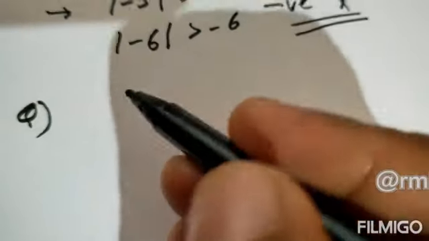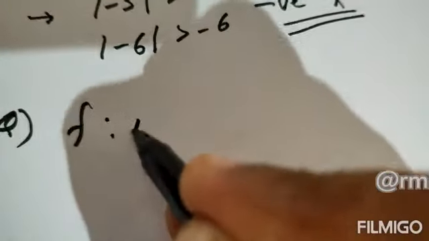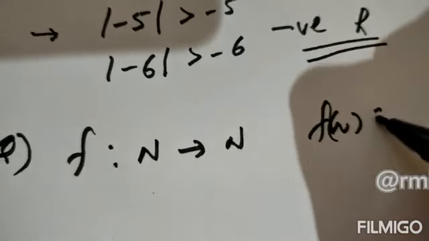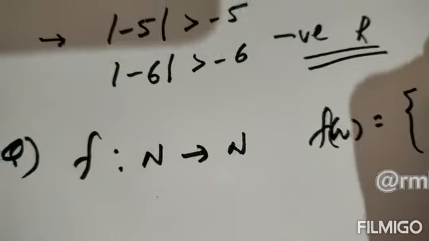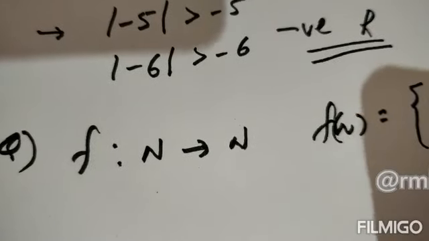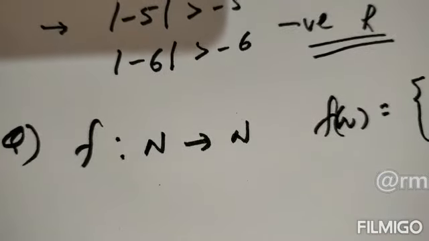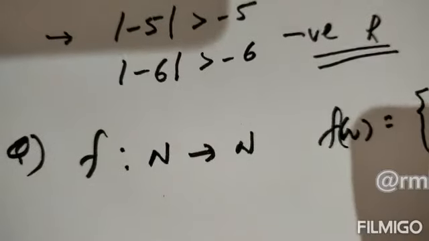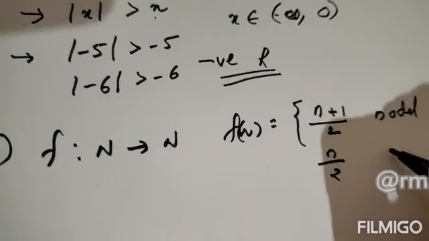Next question is, find the type of function f from N to N. f(n) = (n + 1)/2 if n is odd, n/2 if n is even.